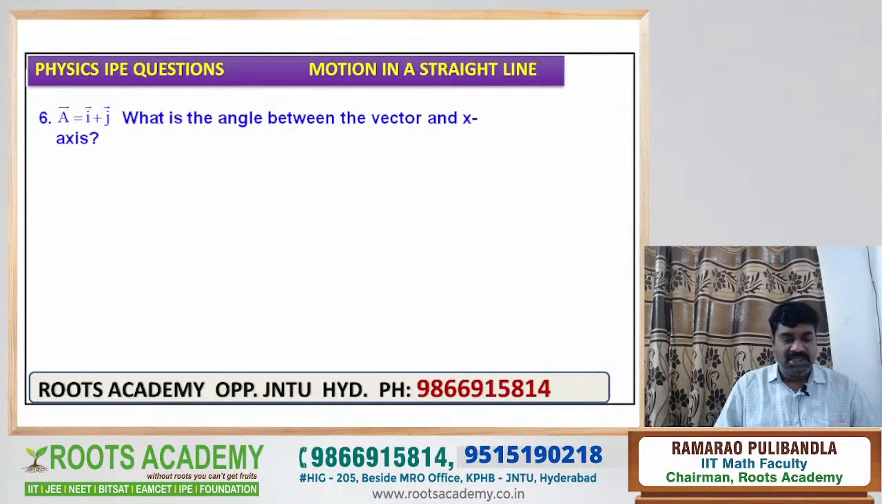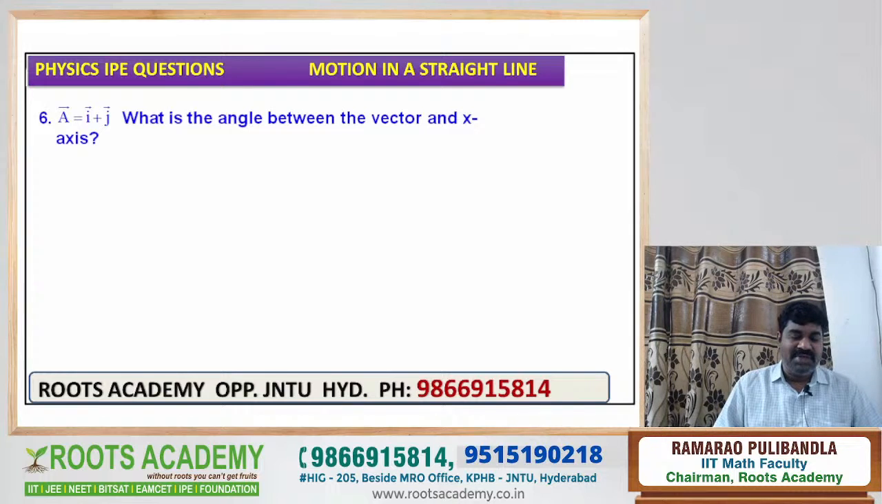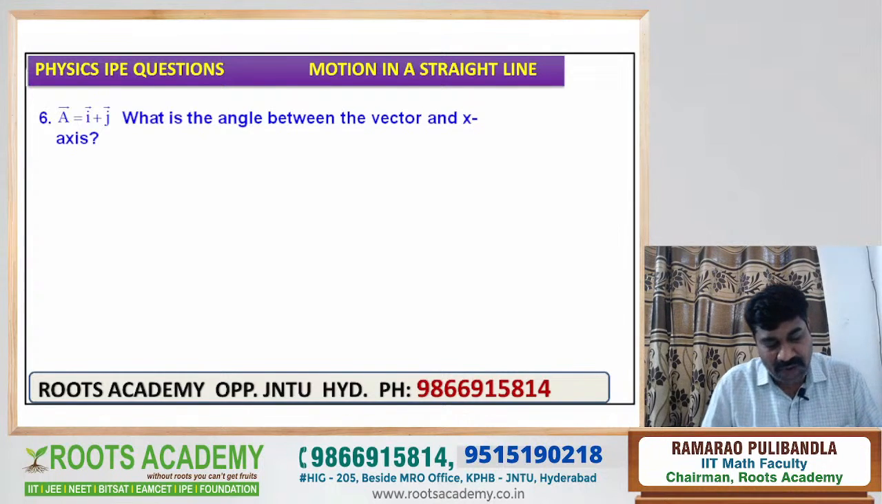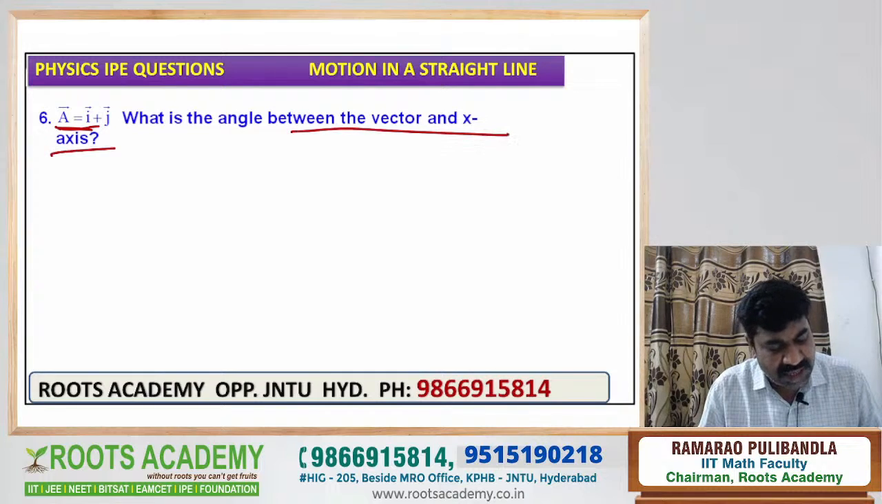Next one. Here is a 2 mark question. A bar is equal to i cap plus j cap. What is the angle made by the vector with the x-axis? We want to find the angle between the vector and the x-axis.